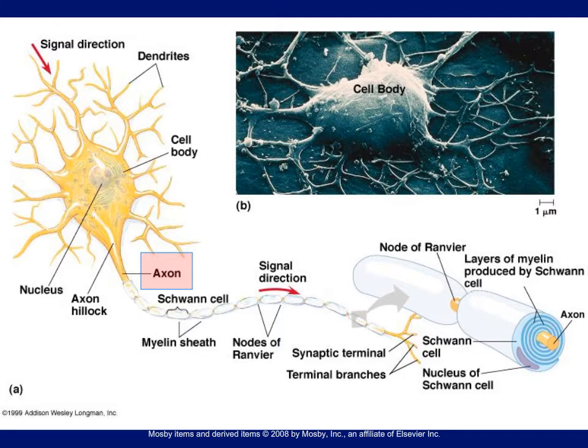Now, neurons are one of those exceptions to the fact that cells are usually small. Because they have very long axons, neurons themselves can be several inches in length. And we'll talk more about neurons and neuroglial cells when we talk about the nervous system.